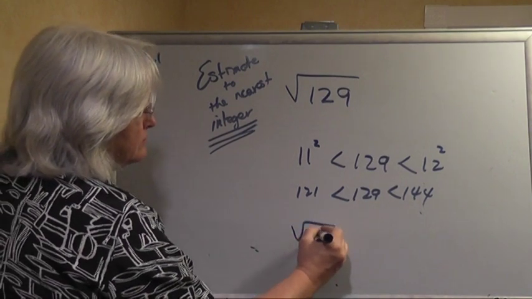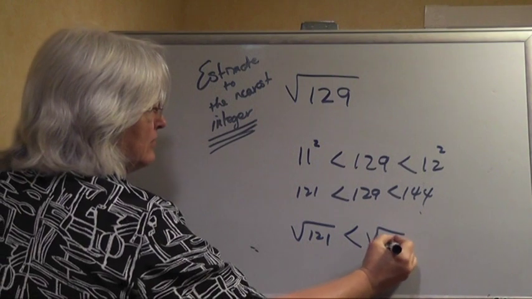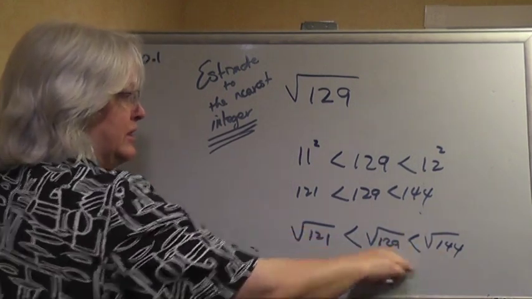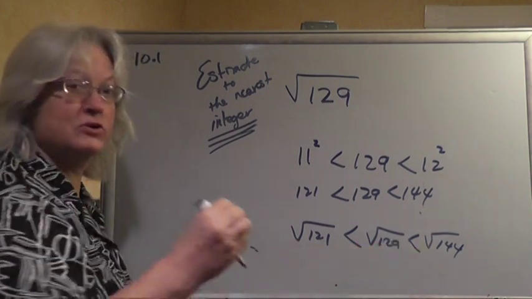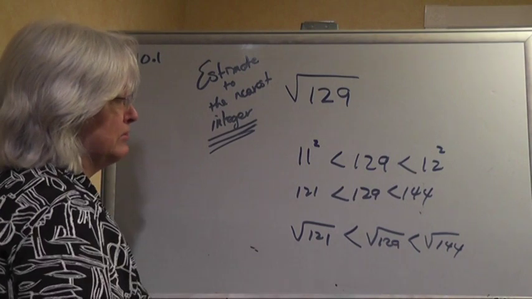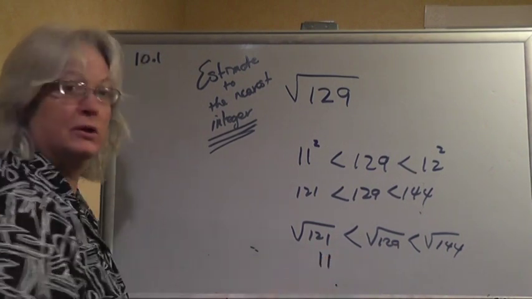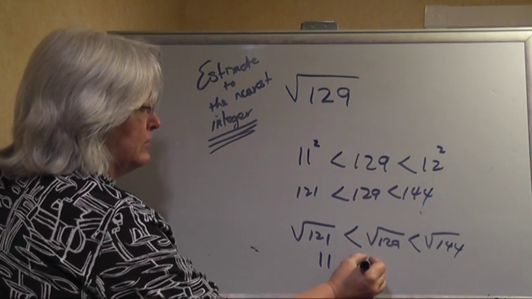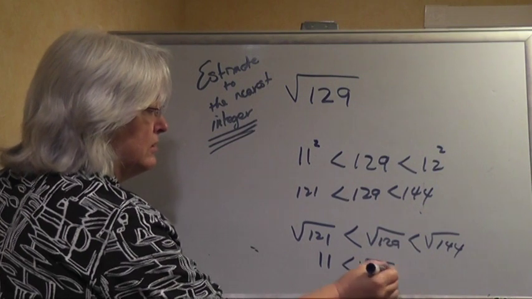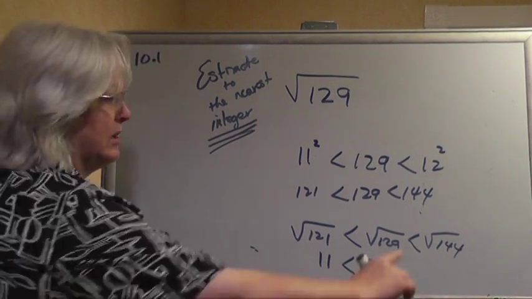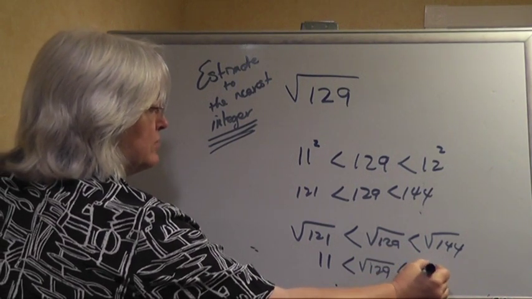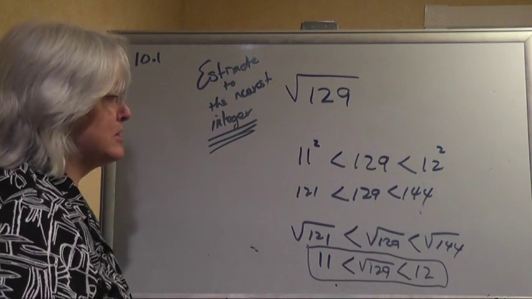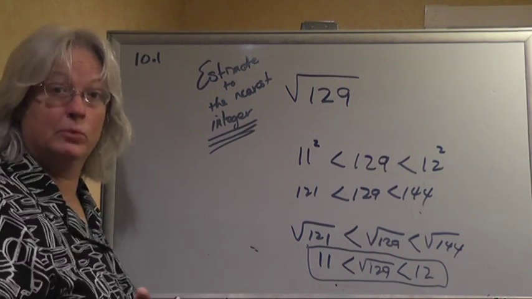So we take the square root of 121, square root of 129, square root of 144. We're not changing the relationship between these numbers here because we're taking the square root of every single one of them. Square root of 121 is 11. Let's see, can you see that? It looks like it. You cannot take the square root of 129 because it's not a perfect square. 11 is less than the square root of 129, less than 12, the square root of 144, which is a perfect square. So this is the answer that they're looking for when you approximate square roots manually without a calculator. Okay? Pretty straightforward, I think.